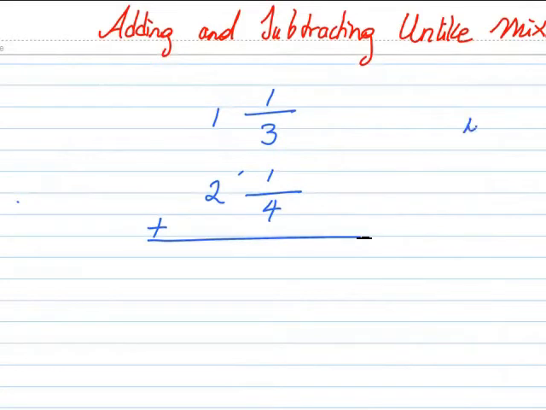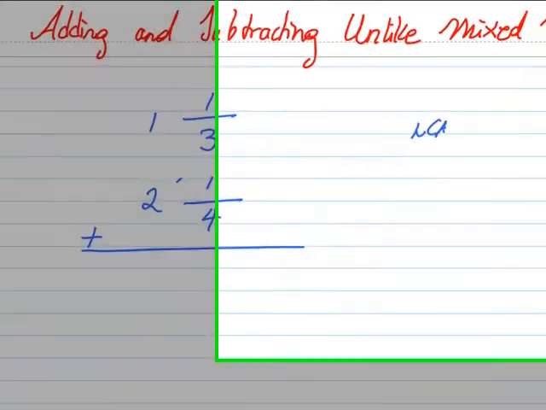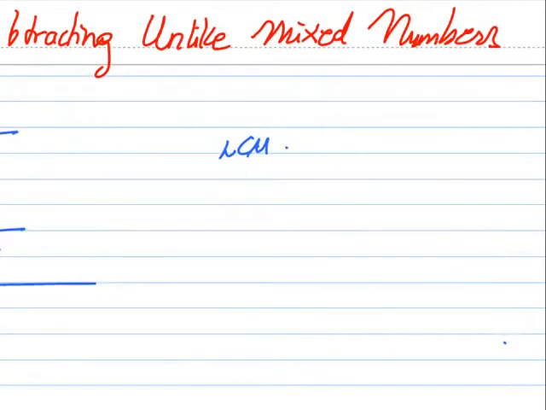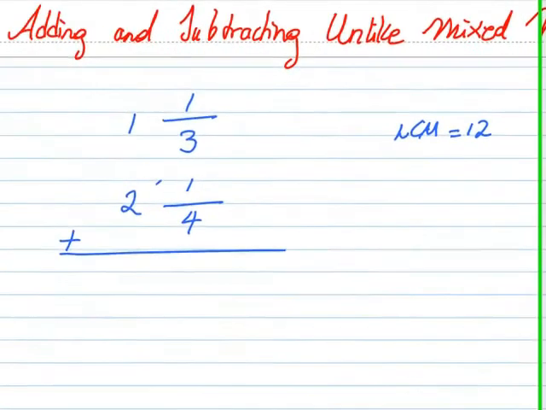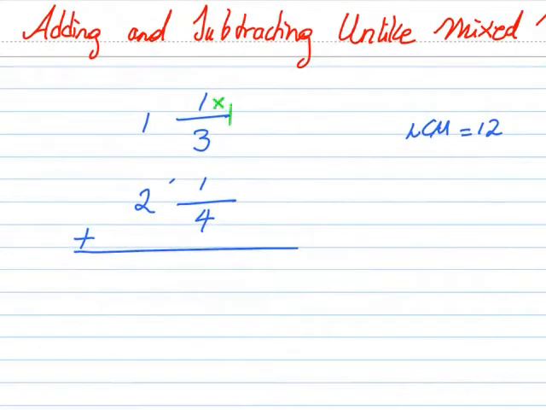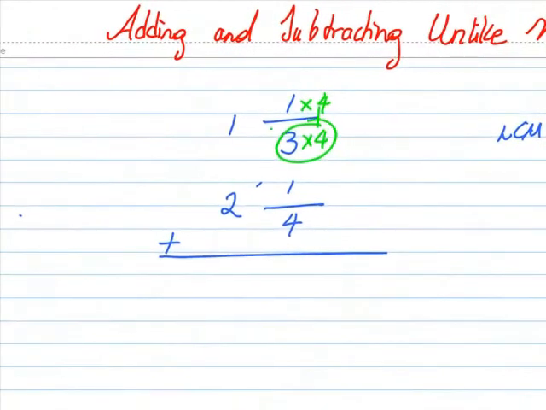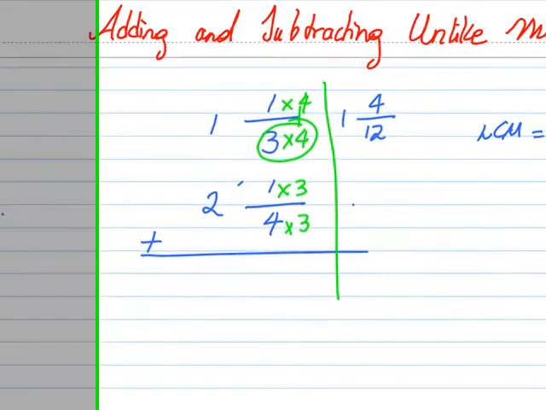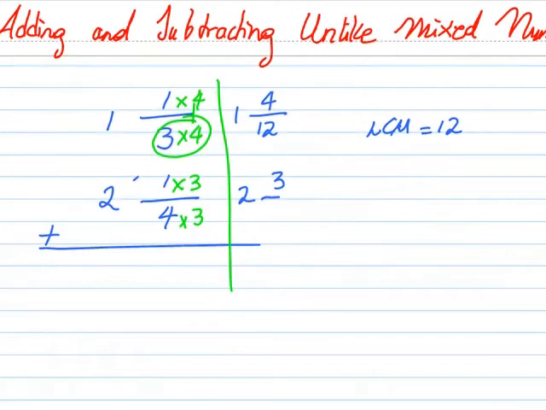As we know from the previous section, the LCM of 3 and 4 is simply 12. So what we need to do is multiply the top and bottom by 4 here to make the denominator 12, and multiply top and bottom by 3 in here to make it 12. So at this point what we're going to get is 1 and 4/12, 2 and 3/12.